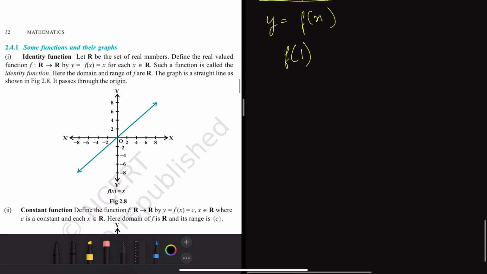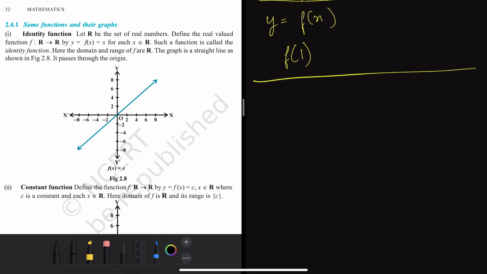So now let's deep dive into the types of functions and their graphs. First we studied the real valued function, and all of the types that we are going to study now will all be real valued functions, because we are not dealing with non real valued functions in this chapter.